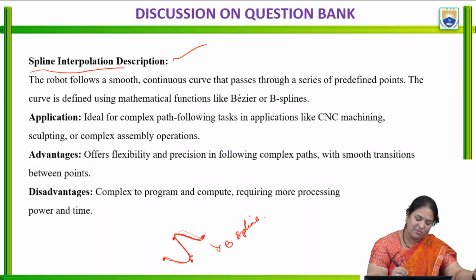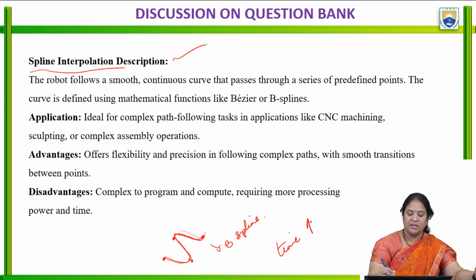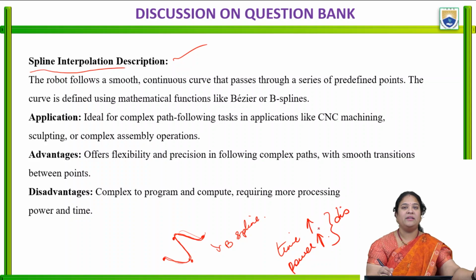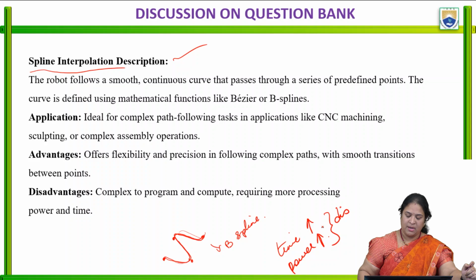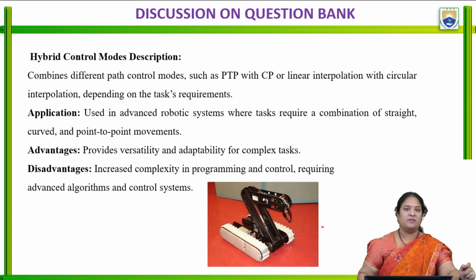In order to move from one point to the other, the time consumption is more, as well as the power consumption is also more, which is one of the disadvantages of using this spline interpolation method. And the programming is also very complex when we need to run this spline interpolation type of path control system. Next, the sixth one is the hybrid control mode.